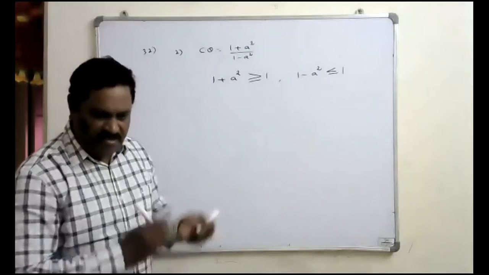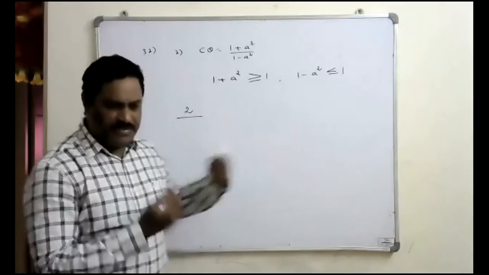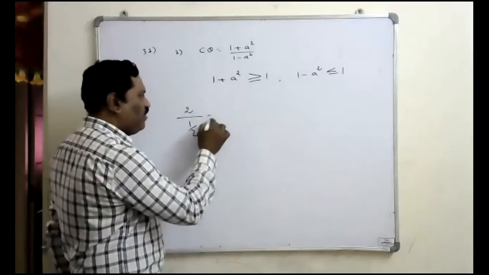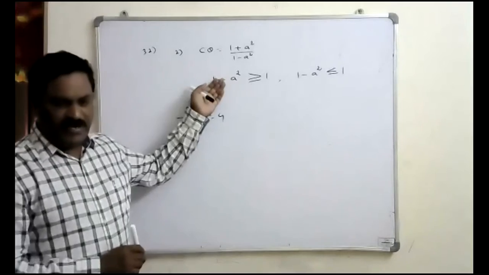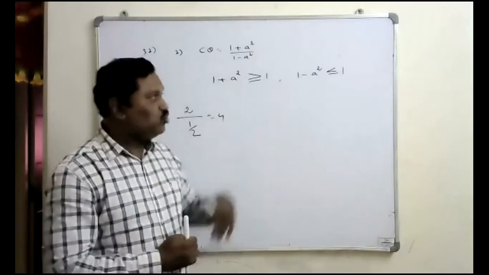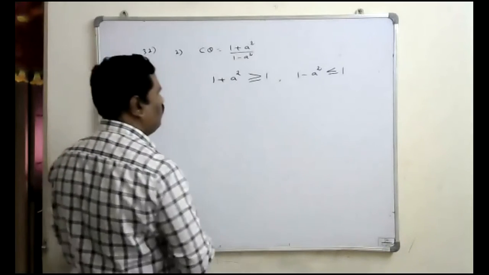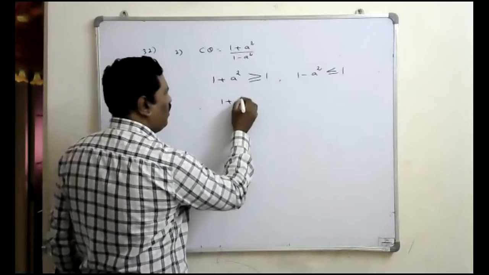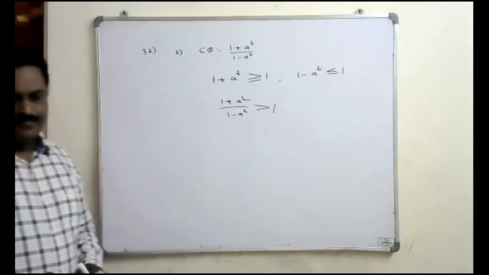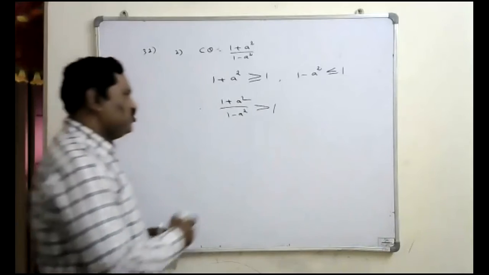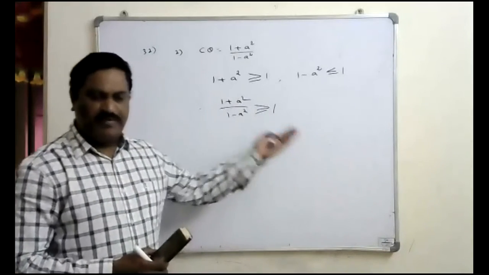So if I divide these two, numerator more than or equal to 1 and denominator less than or equal to 1, say if I take 2 upon 1 by 2, which is 4. If I take any value like that, with numerator more than 1 and denominator less than 1, this total value will always be more than 1. Therefore, 1 plus a square upon 1 minus a square will always be more than 1. Equal to 1 is also possible because when a is 0, it is equivalent to 1. But in the remaining cases it will be more than 1.